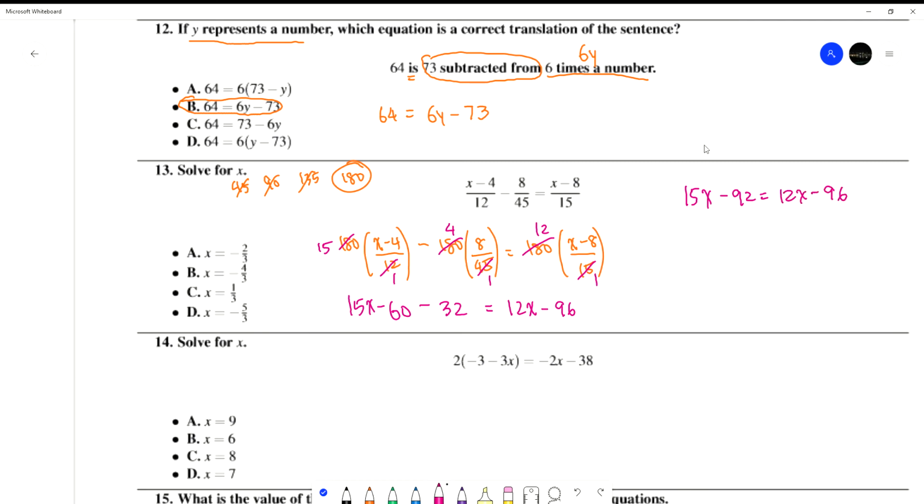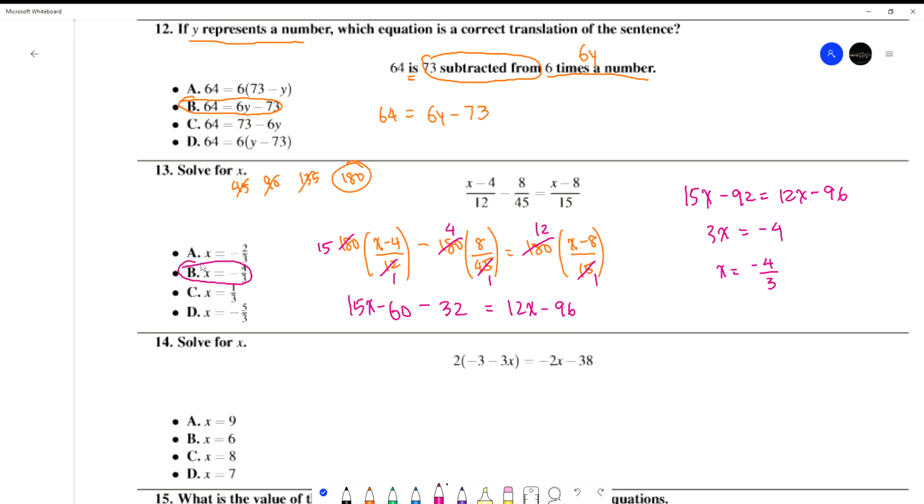So let's subtract 12x here, and we get 3x. And then we add 92 to both sides, so we get negative 4. Lastly, you divide by 3, and you get x is equal to negative 4 over 3. So that's answer choice B.